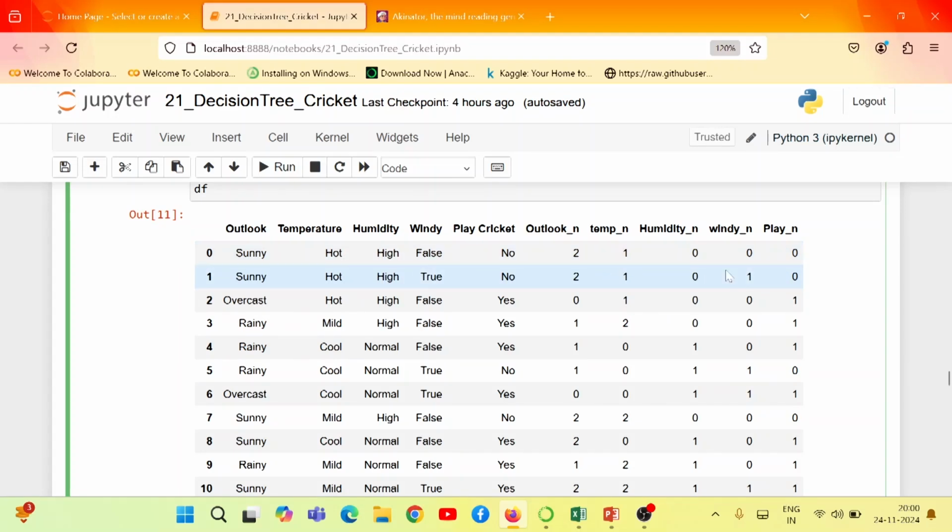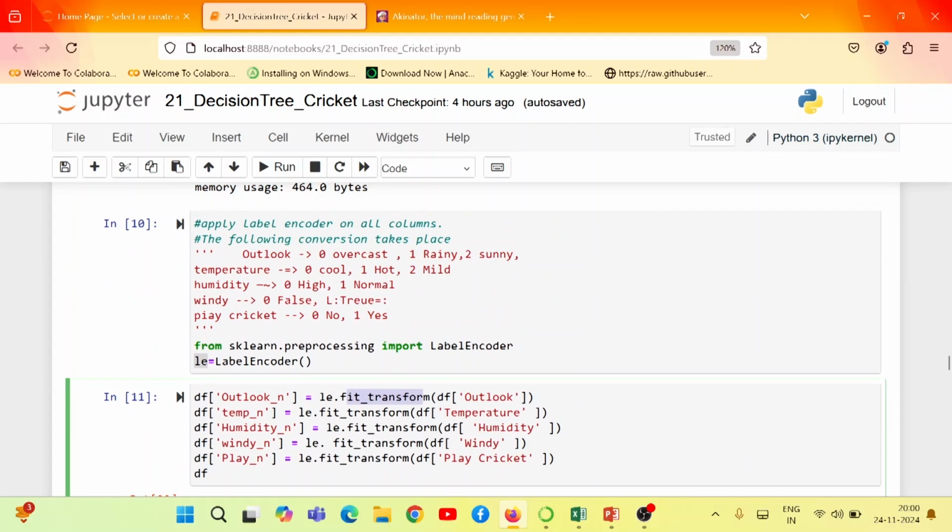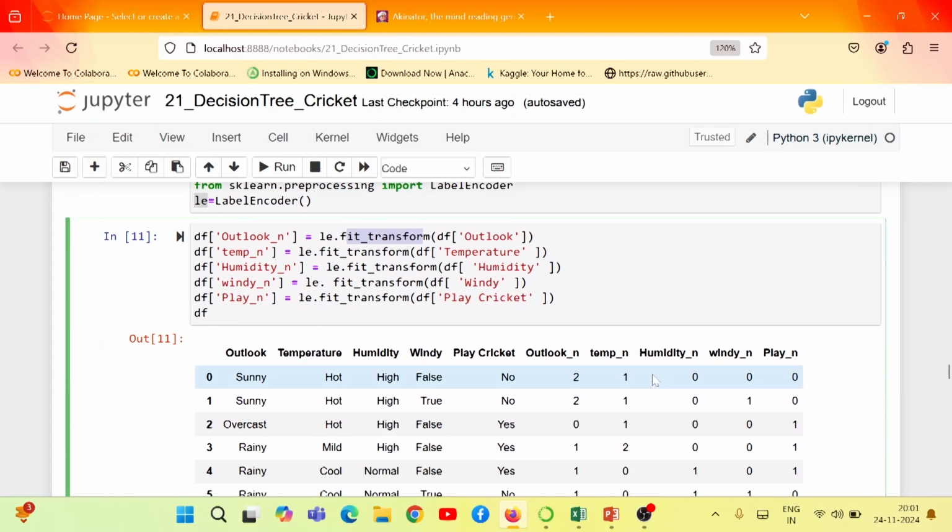Now in this data frame, we can understand how the column data was encoded by the label encoder. Overcast was 0, rainy was 1, sunny was 2, and the same thing is true for the other features, right?